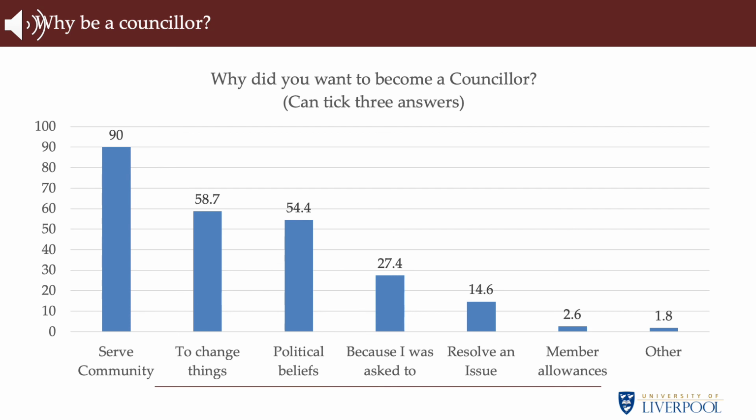Figures for other parties ranged from 12.4% for independents or residents associations when it came to joining for political beliefs, to 75.5% for Labour Party councillors. And when it comes to changing things, the Conservatives were on 50% and Labour on 70%. So there are variations between different party candidates on why they stand for council.